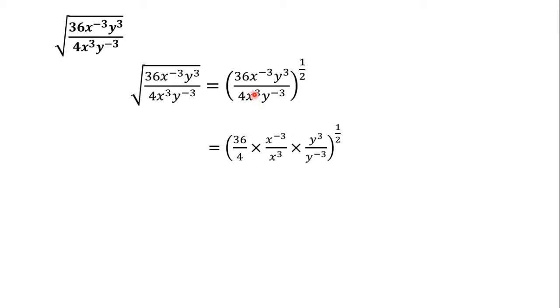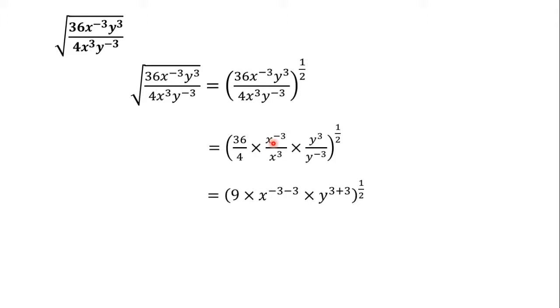Now, I'm going to group them so that I will be able to simplify. So I'll group the numbers and the letters. This will give me 36 divided by 4 times x exponent minus 3 divided by x exponent 3 times y exponent 3 divided by y exponent minus 3, raised to the power half, or exponent half. 36 divided by 4 will give us 9.